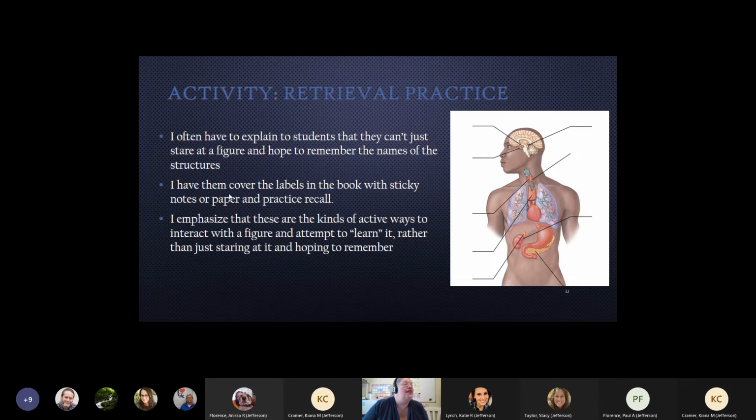Then I have them cover the labels in the book with sticky notes or paper and practice writing down, and practice trying to get close enough in spelling, all of the various structures that they're looking at. Once they've gone through that practice and then take the lab quiz, they're much more likely to be able to remember all 10 structures and write those down than if they were just staring at the figure. So I emphasize to them that these are the kind of active ways that they want to interact with figures to attempt to learn it, rather than just staring at it and hoping that they'll remember.